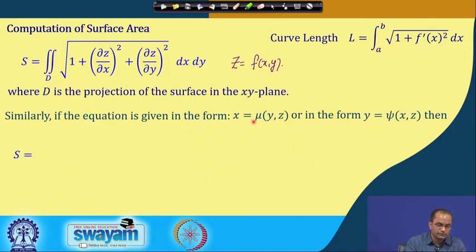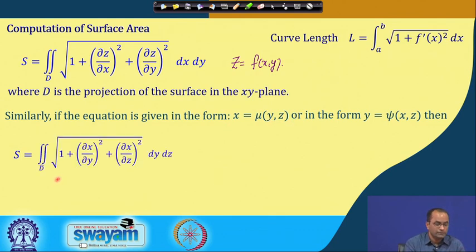So, here in the first case, when x is equal to mu(y, z), we will have the domain denoted by D-hat, and now the integrand will become square root of 1 plus (∂x/∂y)² plus (∂x/∂z)², because y and z are independent variables now. So, the partial derivatives will be with respect to y and z, with dy dz, and this D-hat will be the projection of that surface in the yz plane.